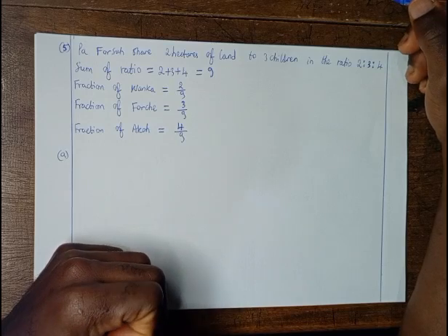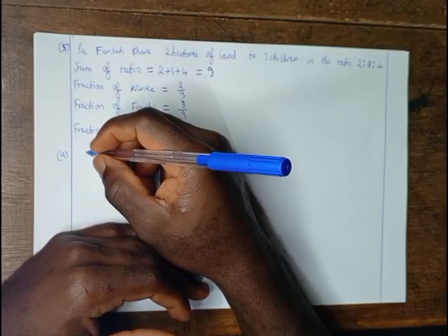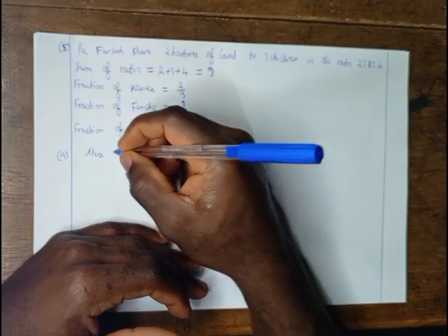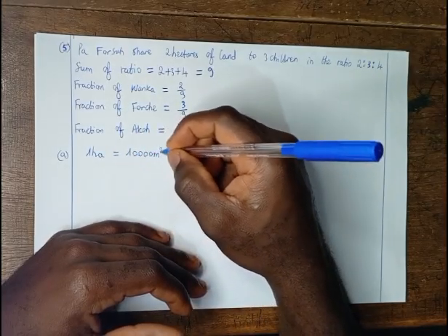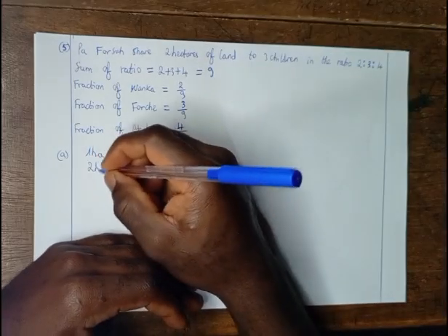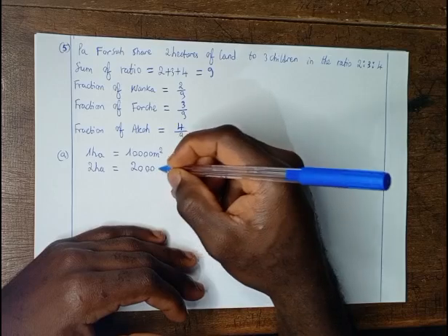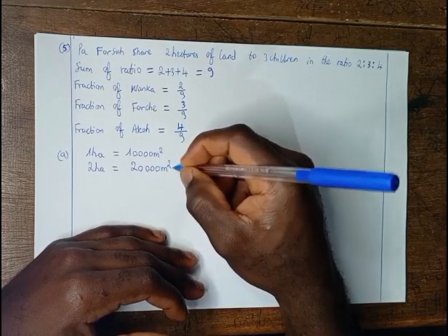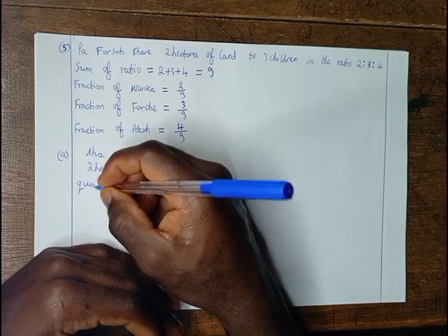It says the quantity of land each child receives in meters squared. We know that 1 hectare is equal to 10,000 meters squared. So 2 hectares will simply be equal to 20,000 meters squared.